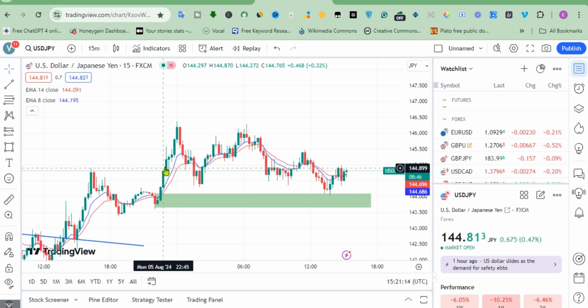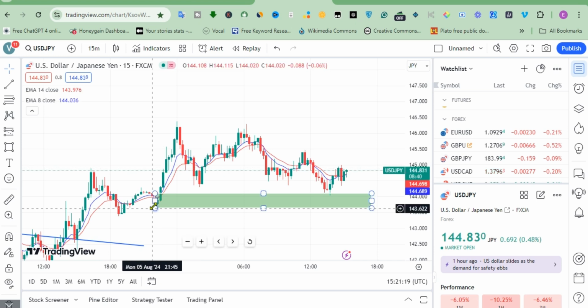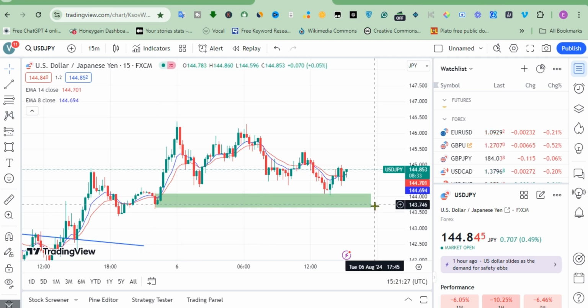So then you now draw your demand zone line from the previous candlestick before it started going up, which is the red one here. Then you draw it across, just like the way I've done this. That is your demand zone. It's your demand zone. Okay.